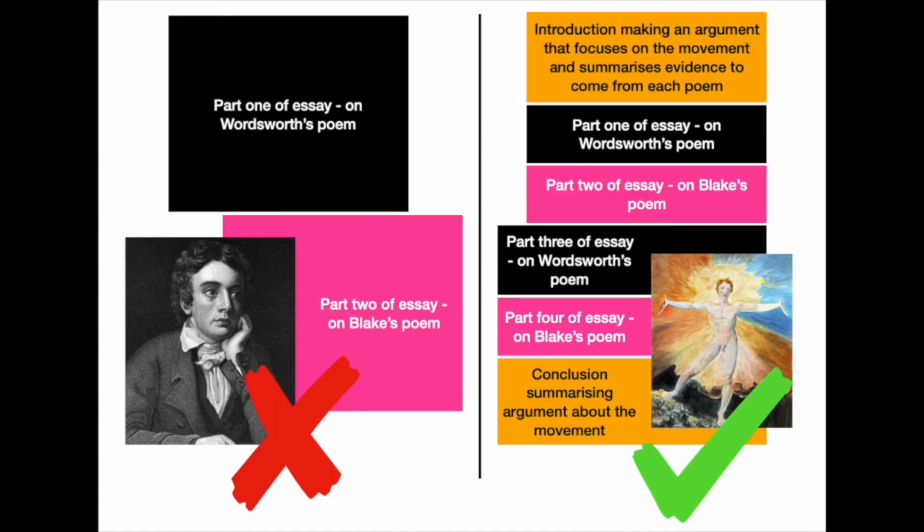So don't write half an essay talking about Wordsworth's poem and half an essay talking about Blake's poem. Instead, begin with an introduction that makes an argument focusing on the movement. We've seen plenty of examples throughout this video. Then, in your first part, talk about the first poem. Second part, the second poem. This is the sequential 4-part plan that you came up with earlier. Once you've written your 4 paragraphs, then you conclude by summarising your argument about the movement. It's a simple, clear way to make sure that the two poems you've chosen, again, are providing the very best evidence to make the argument you want to make about the Romantic movement.